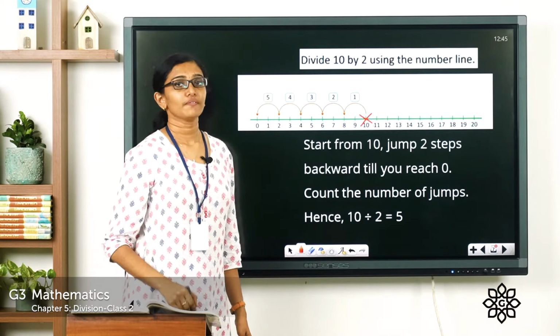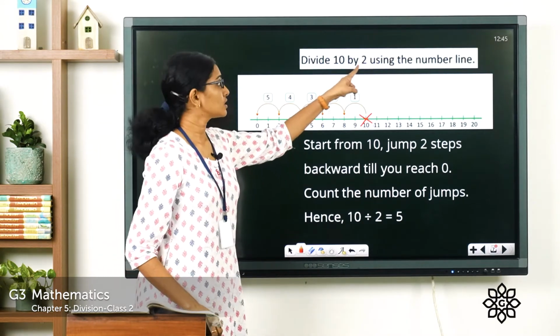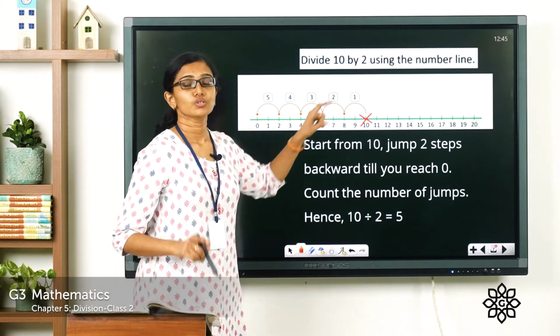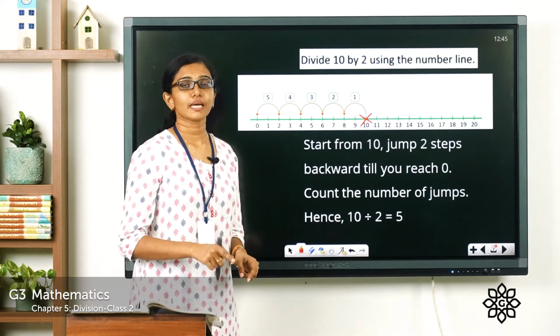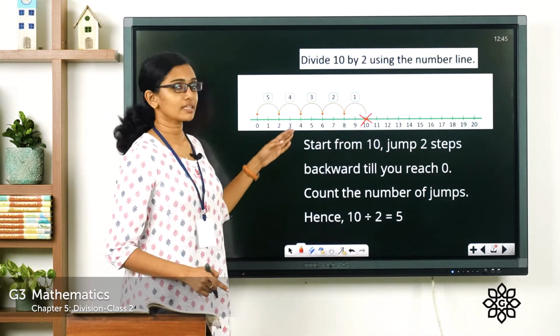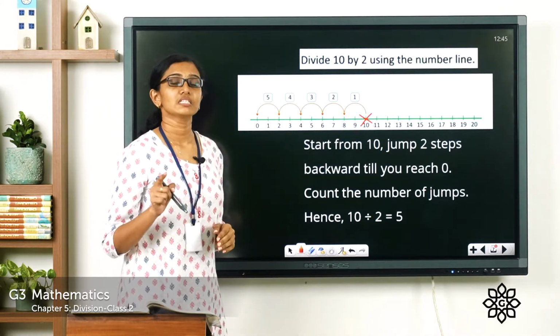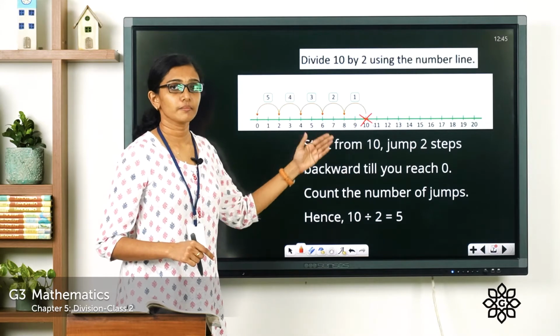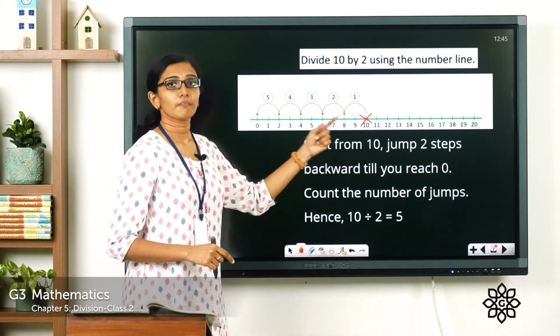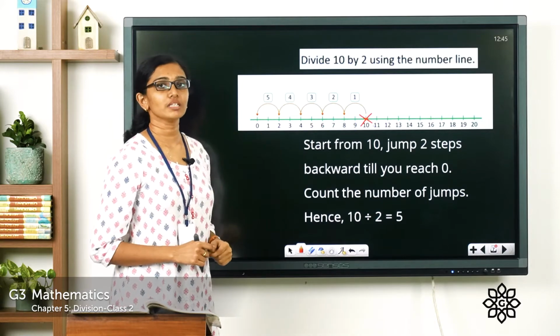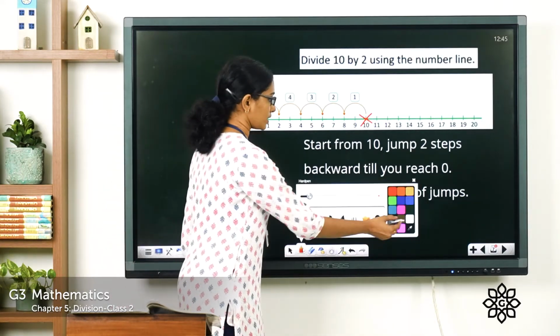Okay? You have to jump how many steps? You are asked to divide by 2. So you have to jump 2 steps backward on the number line. Till when? Till you reach 0. You continue jumping. You jump 2 steps backward until you reach 0. See how we can do that?